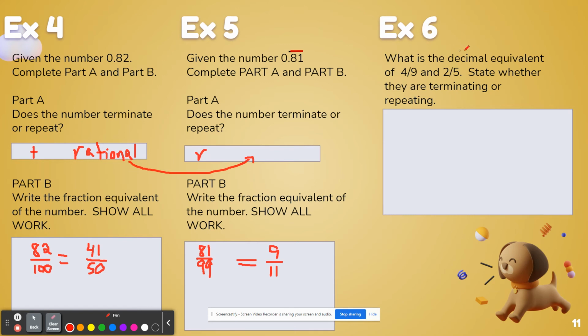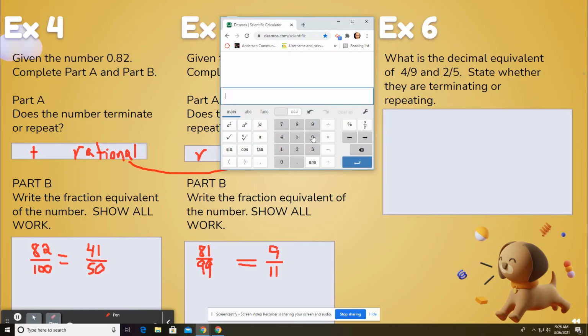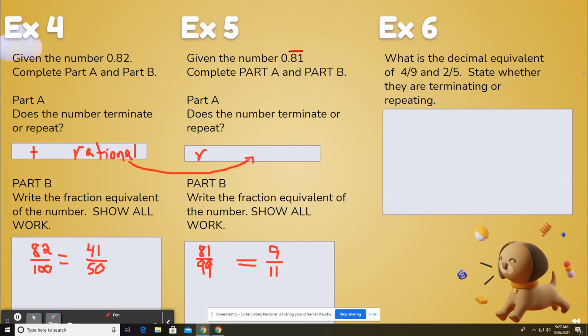So it says, what is the decimal equivalent of 4/9 and 2/5? State whether they are terminating or not. Remember, fractions just mean division. So this literally means 4 divided by 9. If you have a calculator at your disposal, you can do 4 divided by 9. And you can see that it is 0.4 repeating.